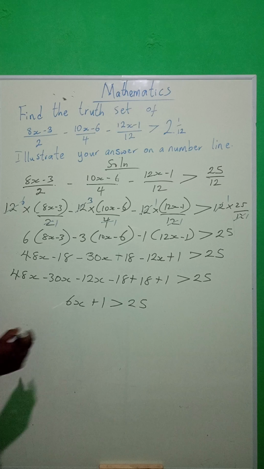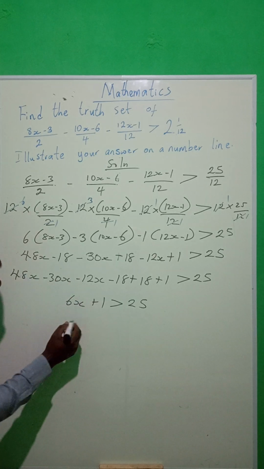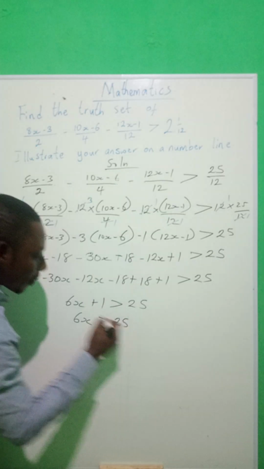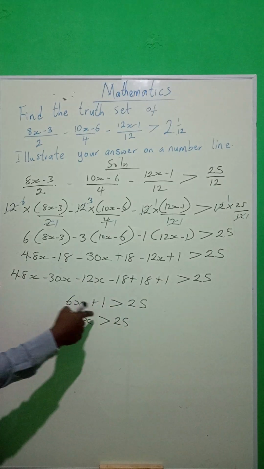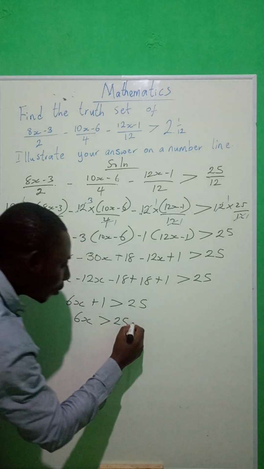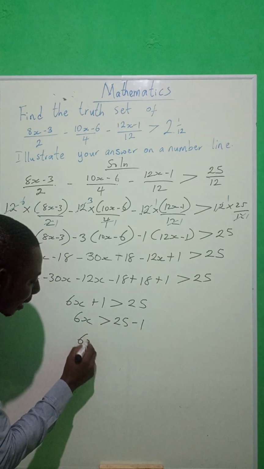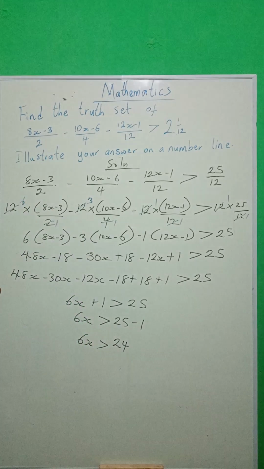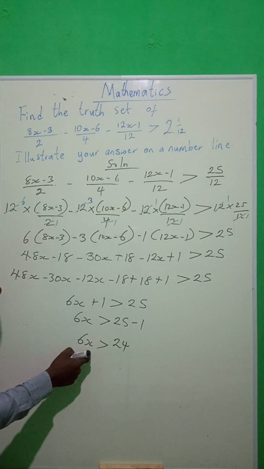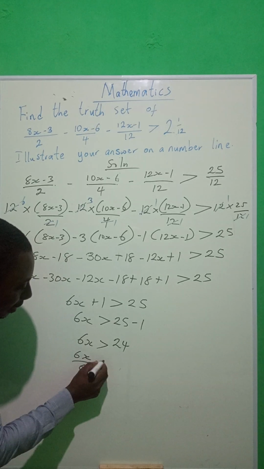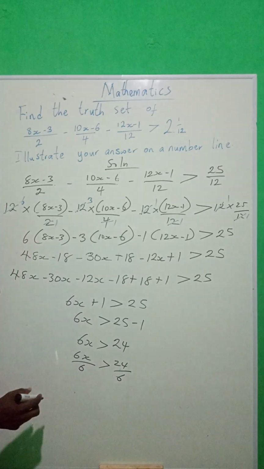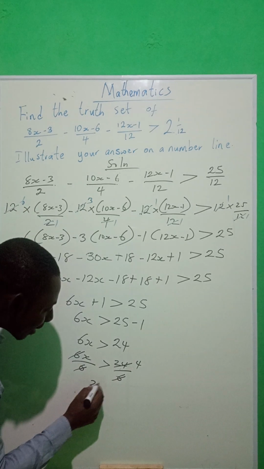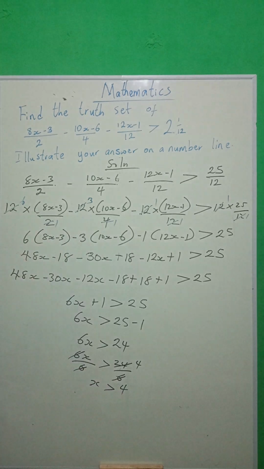So let's continue. You are still in the process of collecting like terms. So 6x plus 1 is greater than 25. This 1 crosses the sign, or you find the inverse of it, which gives negative 1. So 6x is greater than 25 minus 1, which is 24. We are looking for x, so you divide both sides by the coefficient of x, which is 6. 6 will cancel 6, and 6 goes into 24 four times. So x is greater than 4.